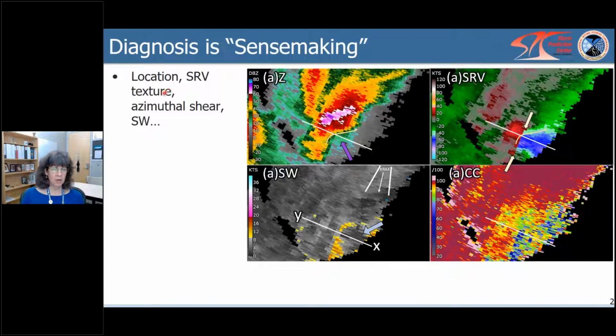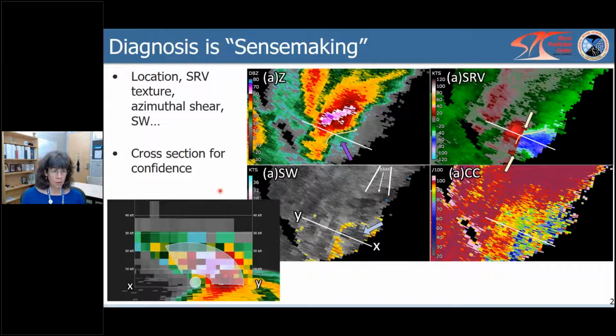So location, velocity texture, azimuthal shear, spectrum width, all of those things help you out. But I know you want to see the cross-section for this guy, so here we go. Cross-section can increase your confidence in the existence of elevation sidelobe contamination, and in this case, enhancement of reflectivity in the inflow region. One of my engineer colleagues even gave me a thumbs up that that's what's going on here, without the IQ data.